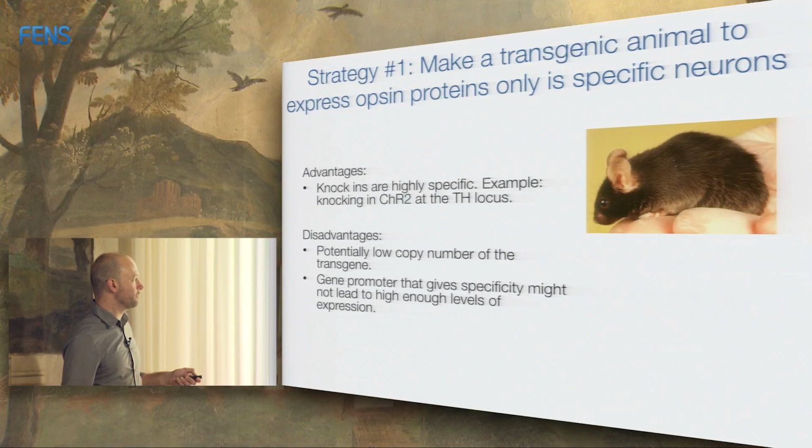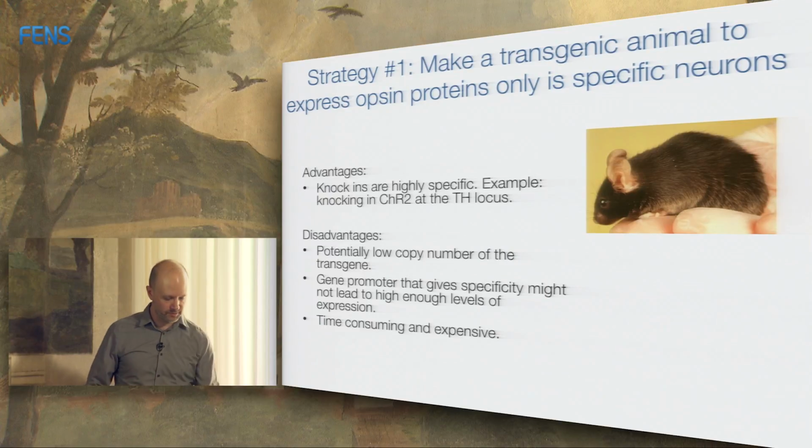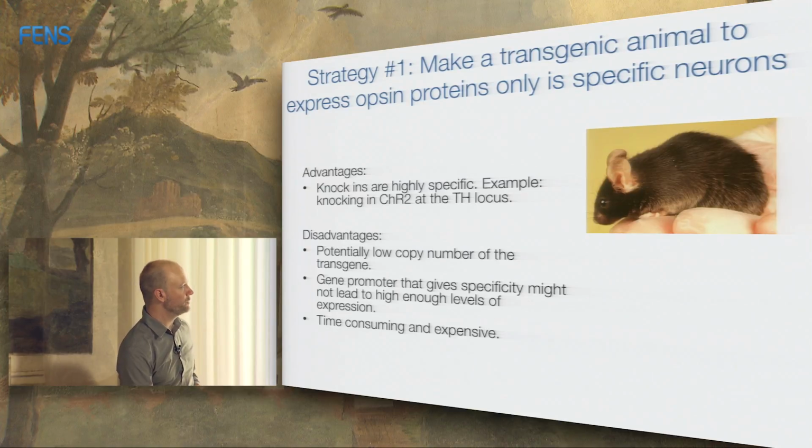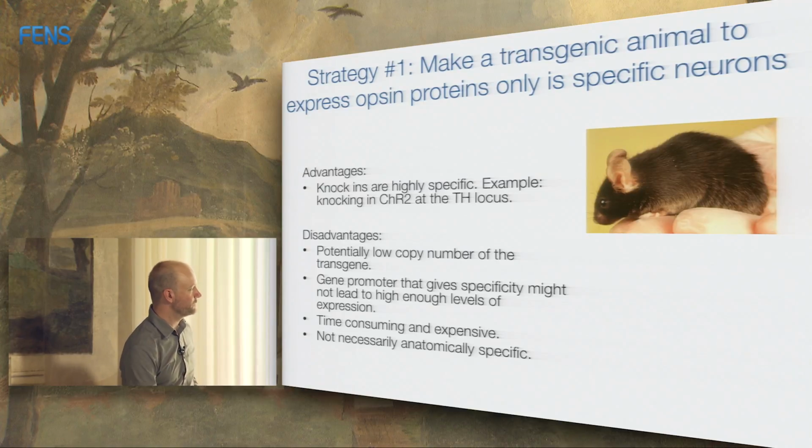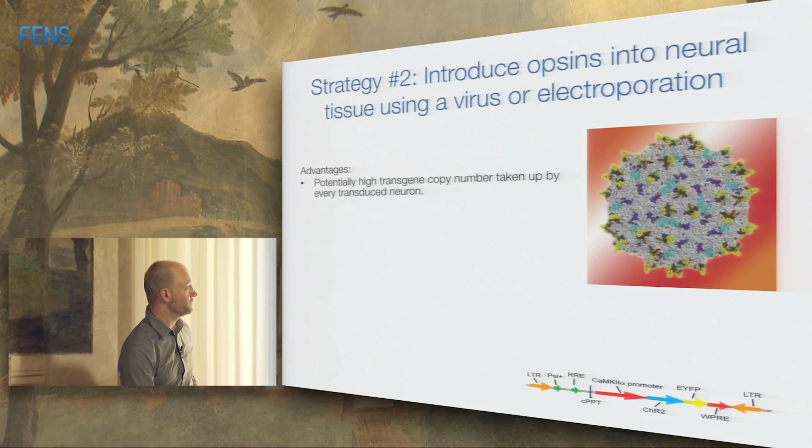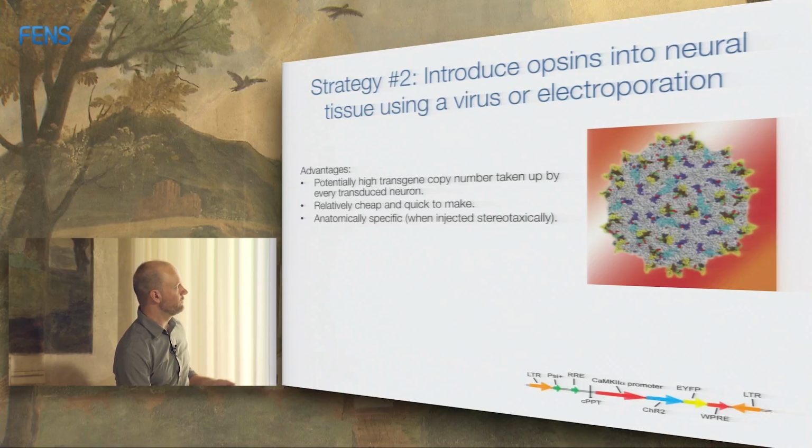Okay, so the other disadvantage, and this is what I just said in my answer to the question, is that gene promoters may be incredibly specific but may not lead to high levels of expression. And then finally, just from a practical point of view, making transgenic animals is time-consuming and expensive. It doesn't necessarily give you anatomical specificity. So this is where viruses come in, which we just talked about.